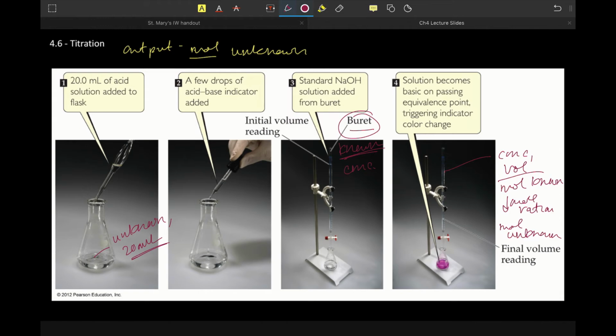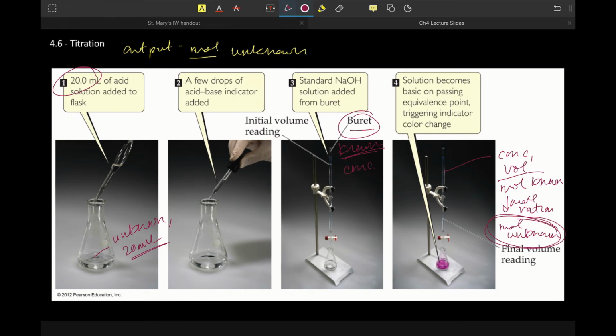And then what we do with that moles of unknown depends on what the goal is, right? We could take that moles of unknown and divide it by its initial volume to come up with molarity. Or if we had a solid unknown that we started with and we figured out moles of unknown, we could use grams of unknown divided by moles of unknown to come up with the molar mass of that unknown. So it just depends on what the goal is, right?